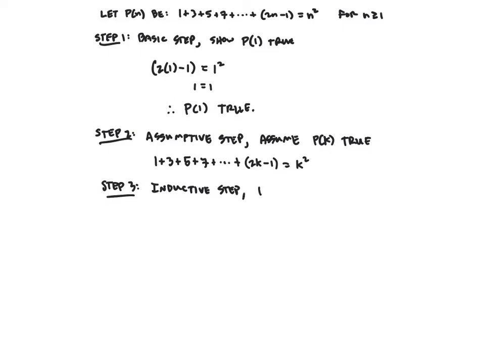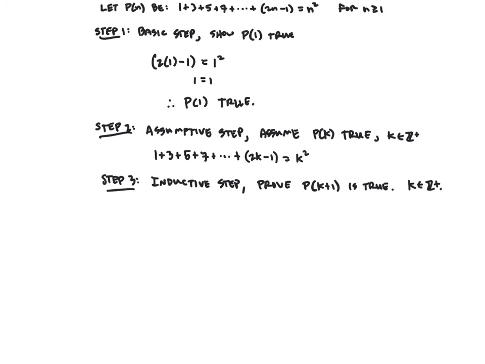In step 3, we want to prove that P of k plus 1 is true. And along in step 2 and step 3, what we want to assume is that k is in the positive integers.